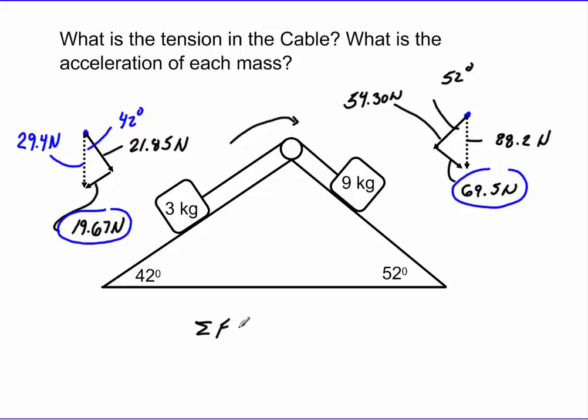Summation of forces must equal mass times acceleration. And you could do it this way: minus 19.67 plus 69.5 must equal 12 times A. Right? That's the only forces you have pulling this thing. I'm just showing you an easy way to do this problem. It must equal 12 times acceleration.